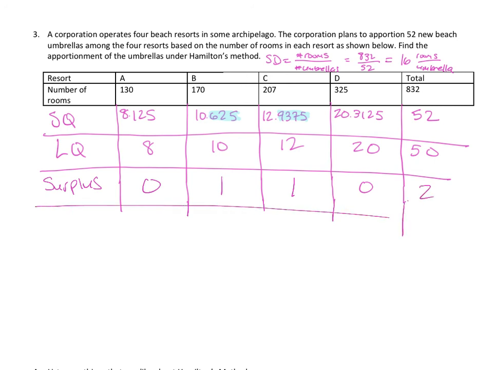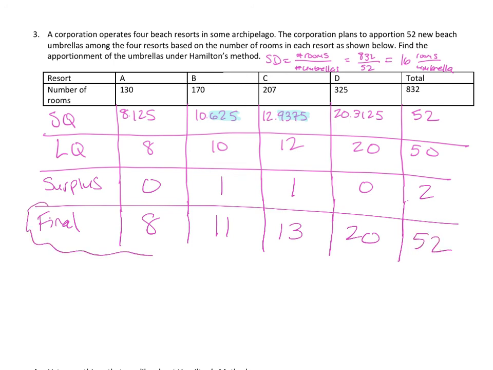And then our final apportionment is the lower quota plus any surpluses. Okay, so this is 8, 11, 13, 20. We add those 4 up just to make sure we haven't made a mistake, and we get 52. And this is the answer, the final apportionment of how many umbrellas we give to each resort.